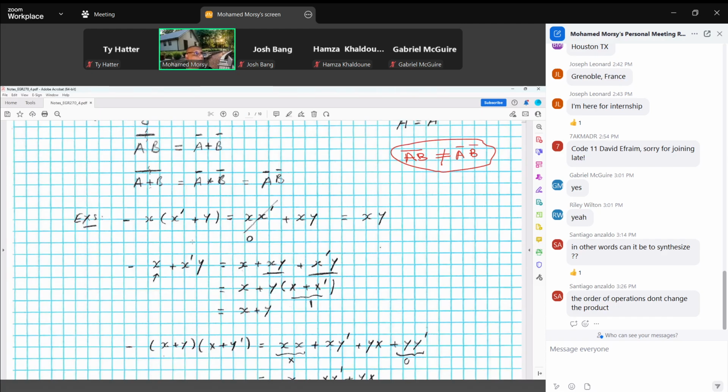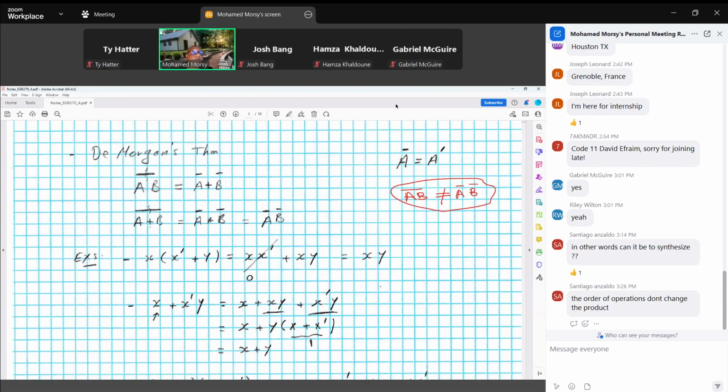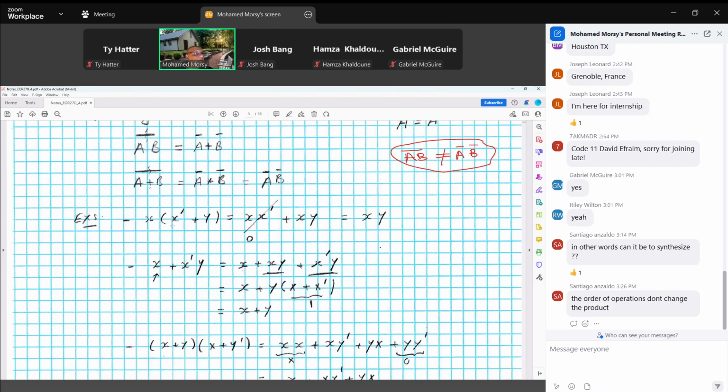Examples. X times X inverted plus Y. As I mentioned before, A inverted like this, we can't type it using the board. But we can type it like this. So they are the same. So X multiplied by X inverted plus Y.